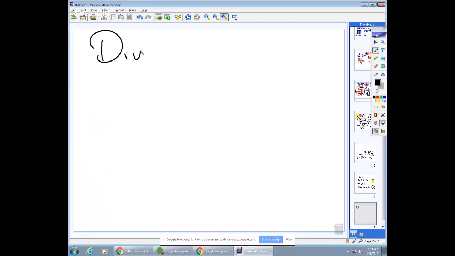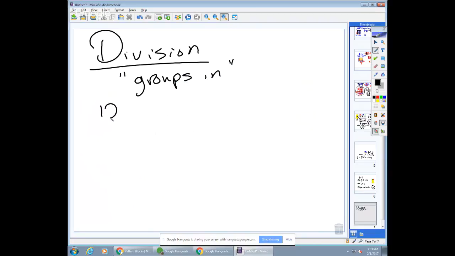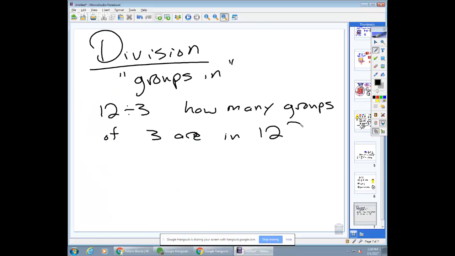What does division mean? What were our definitions for division? Think way back. Groups, not groups of, that was multiplication. Yeah, groups in, that was one. So for example, 12 divided by 3 means how many groups of 3 are in 12?